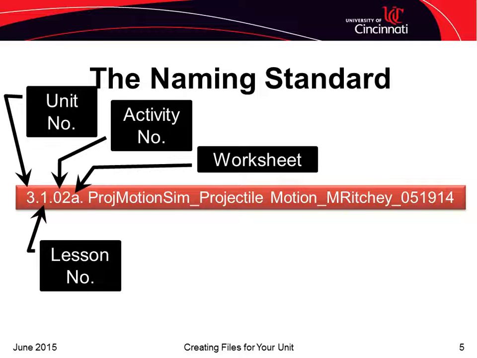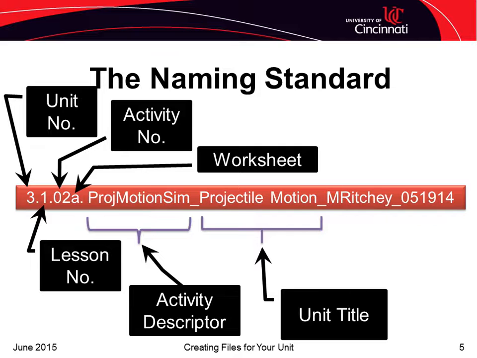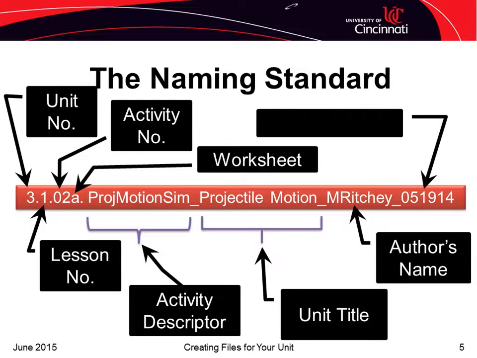Moving along, there's an abbreviated descriptor that identifies what is in the file. In this case, the worksheet is related to projectile motion simulation. It has been abbreviated so the file name doesn't get too long. The unit title is next in the file name and is included in every document file name to ensure that files can be readily associated with a particular unit. The author's name and the date the unit was created conclude the file name.